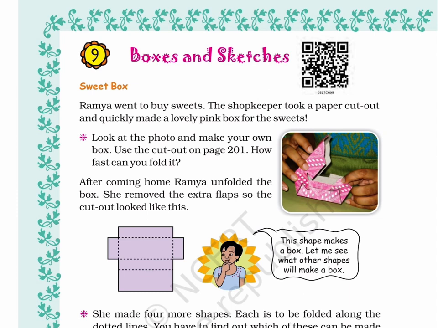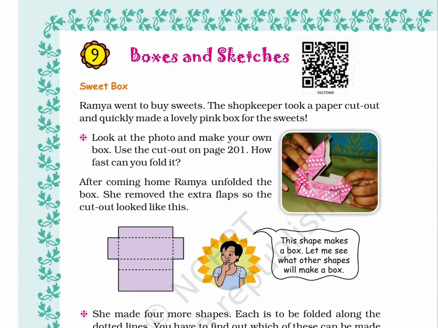Use the cutout on page 201. How fast can you fold it? To the right side of the page we see a picture of the box that was made by the shopkeeper by the paper cutout in pink color. After coming home, Ramya unfolded the box. She removed the extra flaps so the cutout looked like this. There is a picture of the box unfolded given below this.